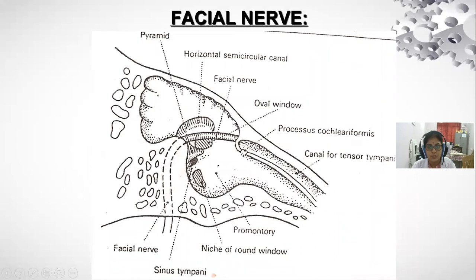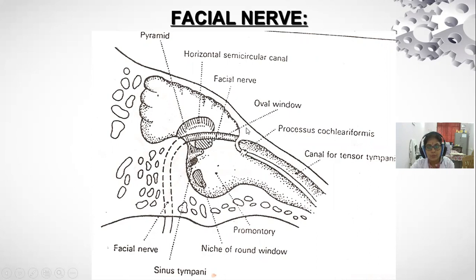Coming to the facial nerve. Facial nerve is a mixed nerve. It has a sensory component, it has a motor component, and a special sensory function. So the facial nerve actually has an intracranial course, and then an intratemporal course, and then an extratemporal course.